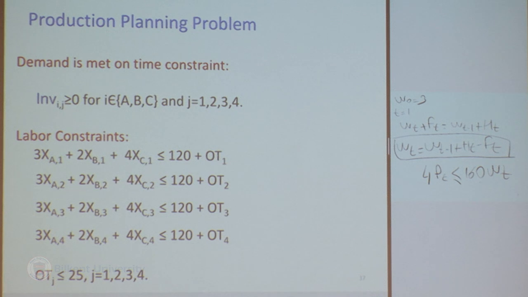I need to tell the model that the overtime cannot be more than 25 hours. That was given to me again as an environmental requirement in the problem setting. It says every week I have 120 hours of regular time, and I may go up to 25 hours of overtime if required, right? So each overtime variable should be less than or equal to 25. I can't have more than that, all right? Is this clear too?